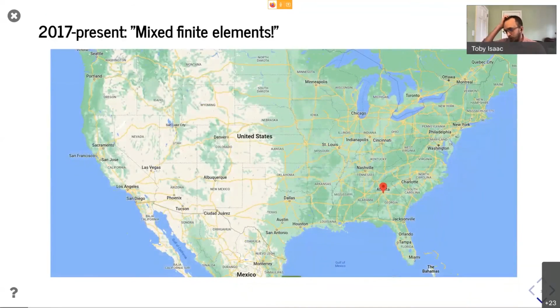And then when I got to Atlanta, I decided to say, hey, mixed finite elements are fun. Why don't I start thinking about them? So I kind of go about these things backwards. I'm a bit of a neophyte to some of these things, so I'm hoping that, having this audience, I can get some good feedback on some of these ideas.